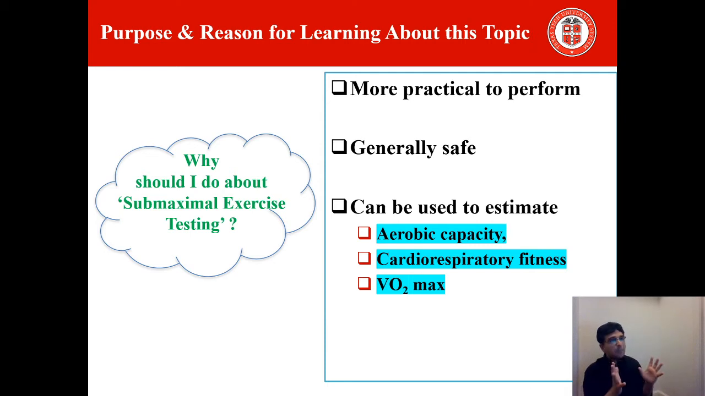So keeping in mind all these measurements, we can comment on the respiratory system and the cardiovascular system, which are working in tandem with each other to provide oxygen to the exercising muscles. So the overall health of the combined cardiovascular and respiratory system can be assessed using this submaximal exercise testing, and that is why we are doing it in our lab.